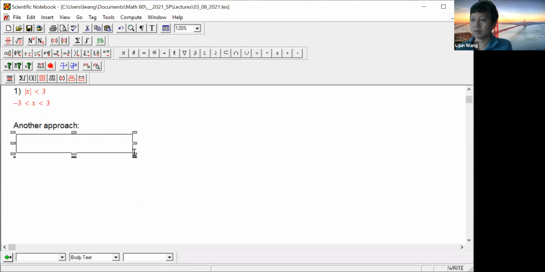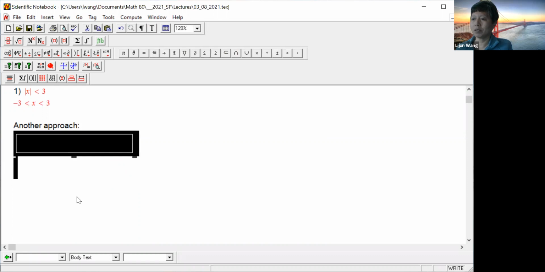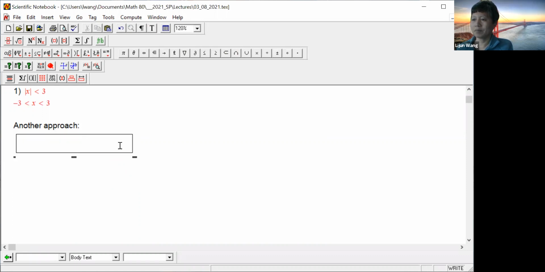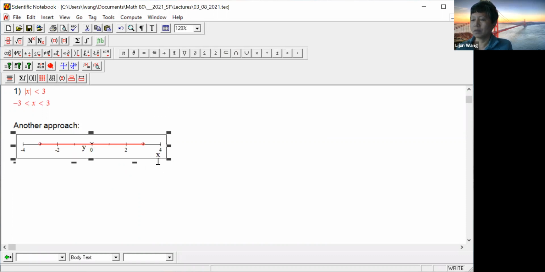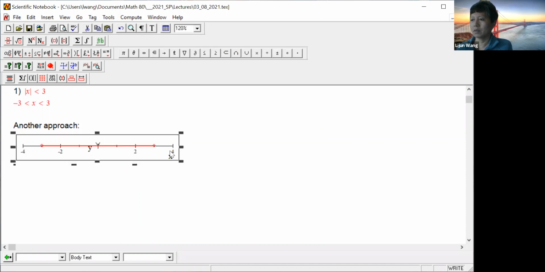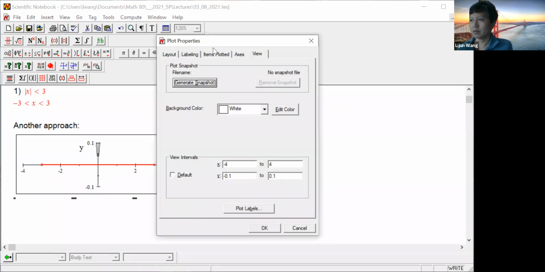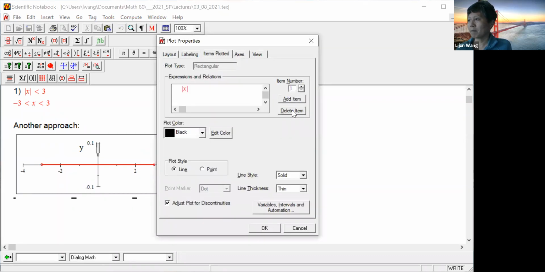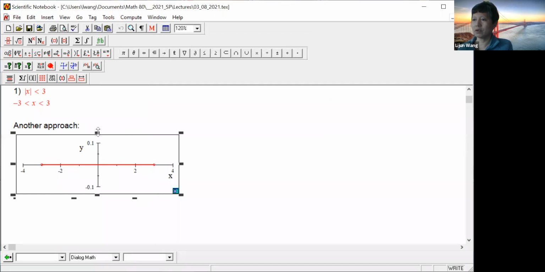Come on. Oh, I need to make some adjustment. Sorry, I need to make some adjustment. We just treat this as a number line. Hold on. I need to cut off some stuff. Okay, I'm going to delete that. That's all I'm going to leave.